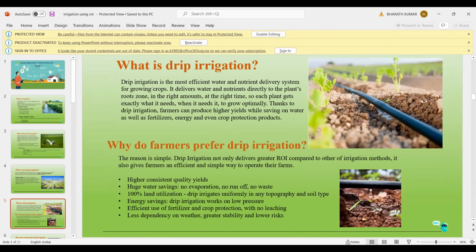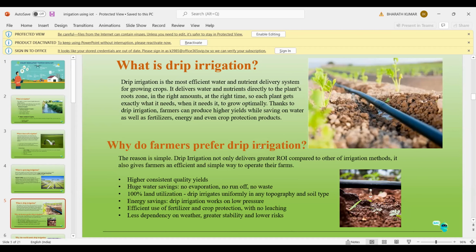What is drip irrigation? Drip irrigation is the most efficient system to deliver water and nutrients to growing crops. It delivers water and nutrients directly to the plants' root zones in the right amount at the right time. So each plant gets exactly what it needs to grow optimally. With drip irrigation, farmers can produce high yields while saving water, fertilizer, energy, and even production costs.